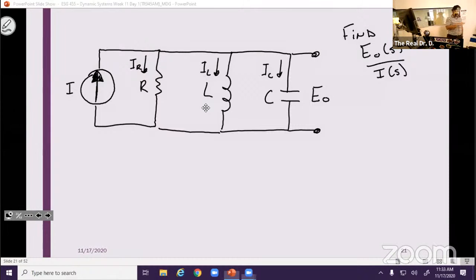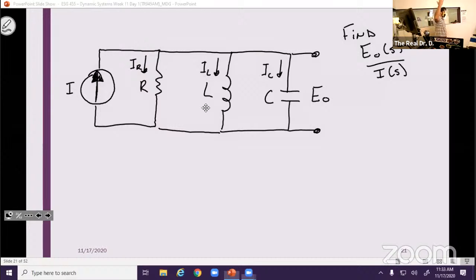Now, if this was a voltage source instead, and you needed to map those things together, well, you know that E out is the same as EC, is the same as EL, is the same as ER. So you could potentially write that in terms of any of those other currents. Well, we don't have that. So all we have to do here is collapse all these things into one equivalent impedance, and we're done.